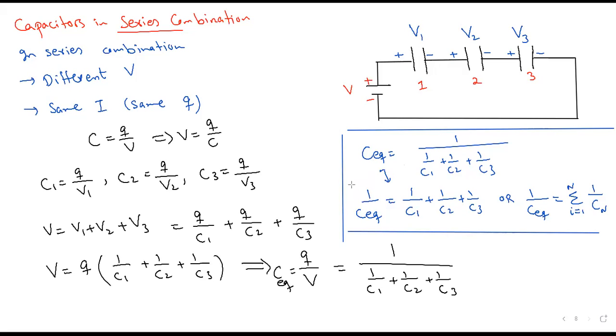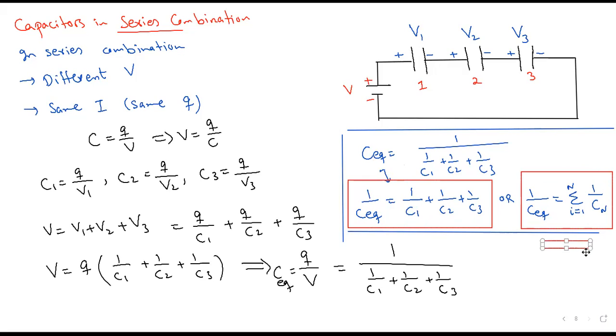Using these two formulas, we can calculate the capacitance of three capacitors joined in a series combination, while the general formula will give us the capacitance of any number of capacitors if they are joined in a series combination. So that's it from this lecture. Okay, thank you.